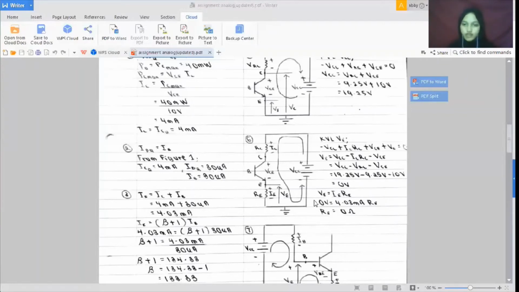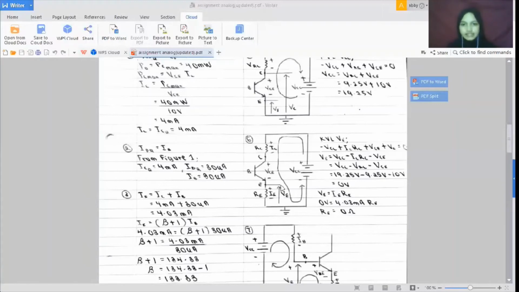Now we will start to search for the resistor values. We will start with RE. We know the value of VE and we already know the IE value. So we can use this equation to search for RE. Just enter the values of IE and VE into the equation and we will get that RE is actually 0 ohm.